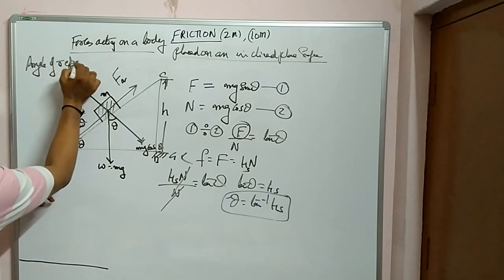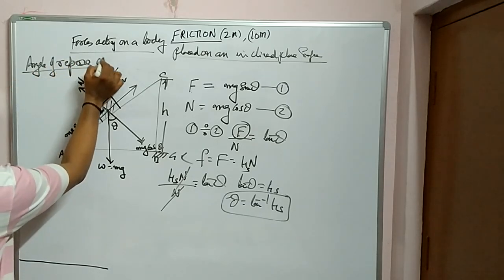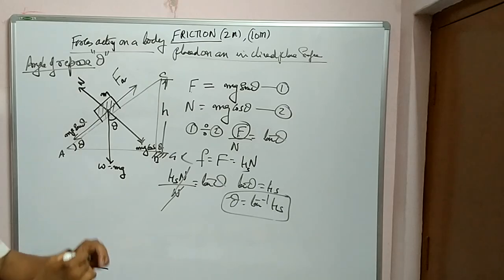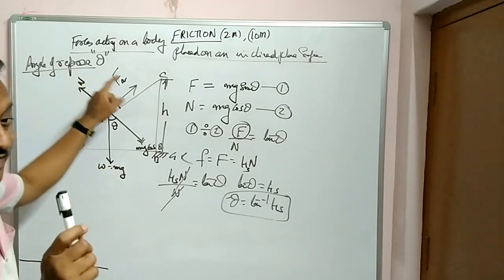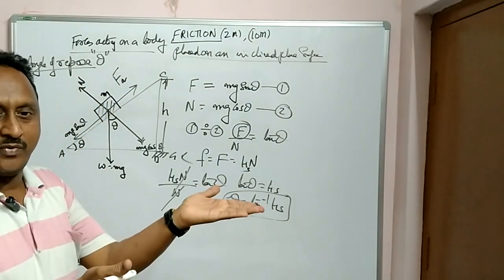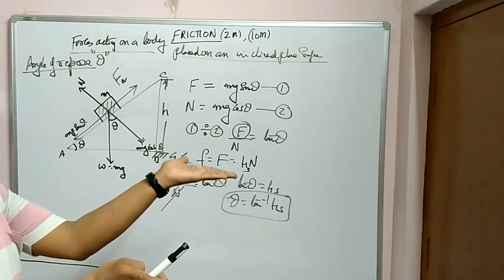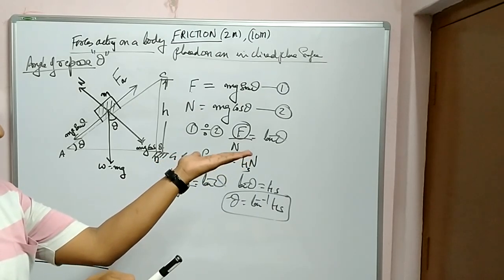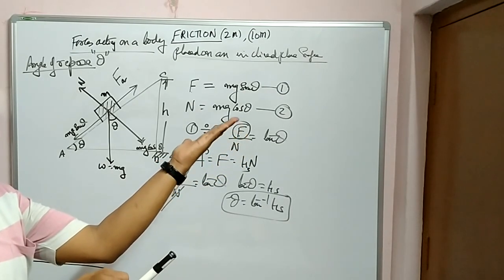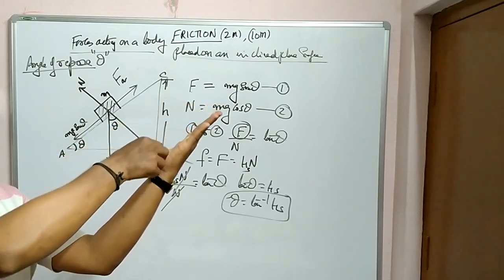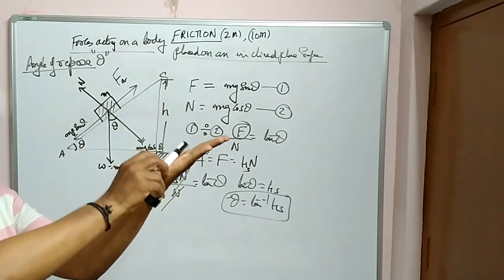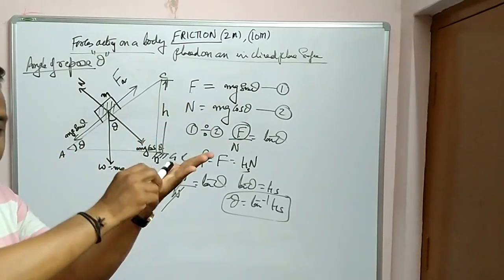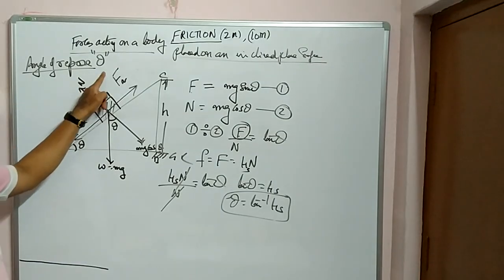Angle of repose, theta. I am trying to define what is angle of repose. For example, if you put a plane surface and the surface is gradually increased, what happens? The body will slide down. Just begin to slide. The angle at which it begins to slide is called the angle of repose.